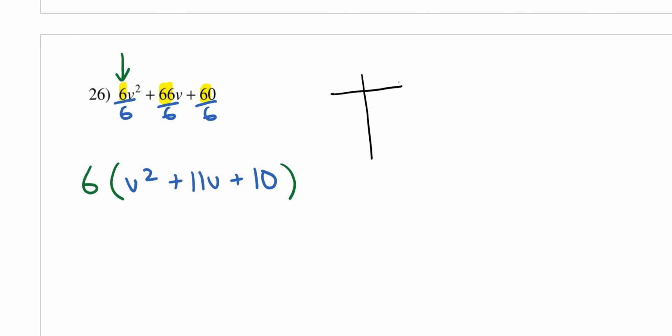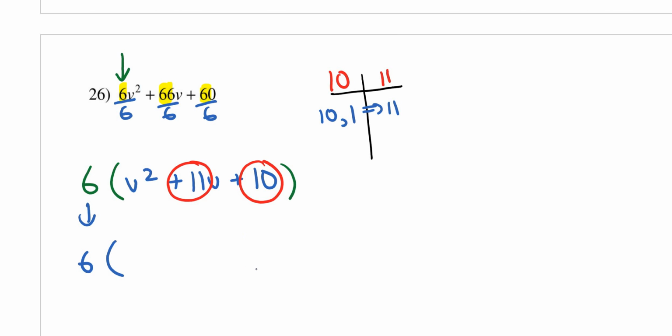And then set up your t-table here. The numbers I need are now 10 and 11. So that one's not too bad. That's going to be 10 and 1. 10 times 1 is 10, and 10 plus 1 is equal to 11. All right, so this guy just carries down. 2 brackets, v and a v. V times v gives you the v squared. And then we use these numbers here, plus 10 and plus 1.